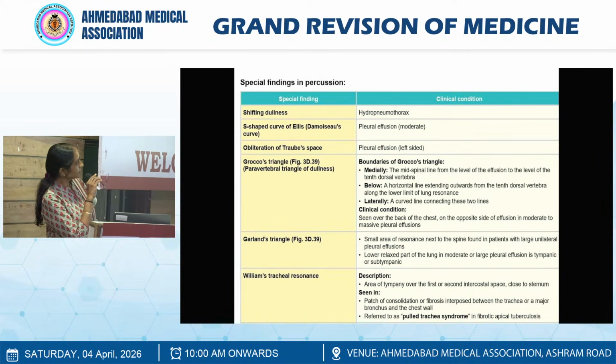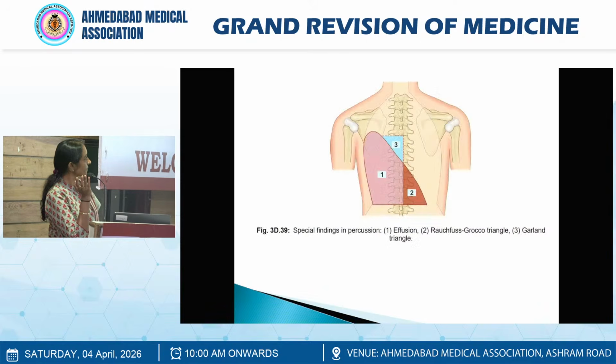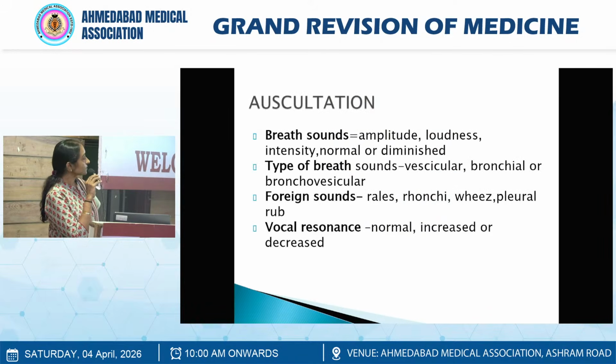Ellis S-shaped curve in the pleural effusion. Garland's triangle, Grocco's triangle, these are all credit questions if you know. This is a figure showing the pleural effusion with the Grocco and Garland triangle. There is a resonance just near the area of the pleural effusion because of the relaxation of the lung tissue near there. The borders are there, you have to remember.